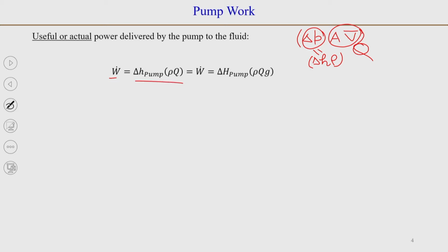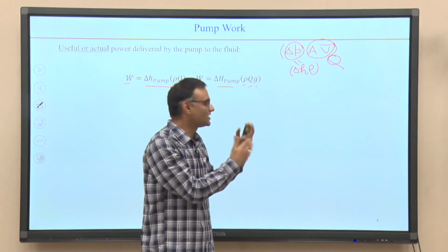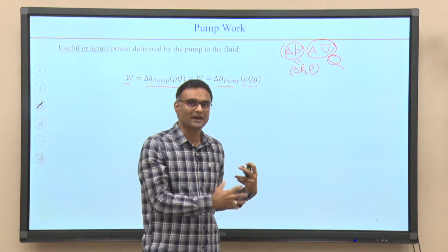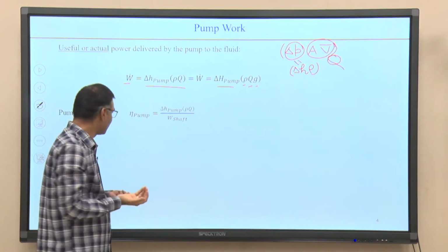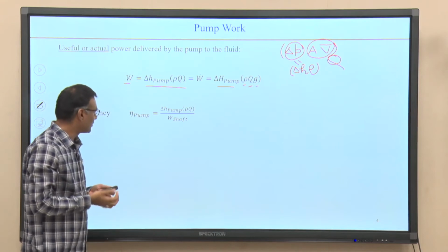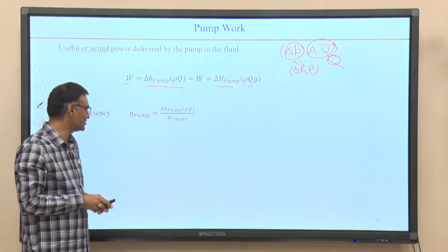or if the pump head is in terms of capital H, in units of meters, then it will be delta capital H rho Q into g. So, that is the useful work, or actual work, that the pump will do on the fluid for a pressure rise of delta P, or when the pump head is delta H. Now, we need to calculate pump efficiency, or we might need to calculate the work depending on what efficiency is given.